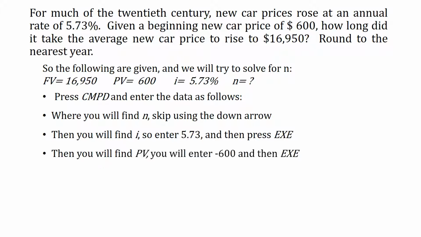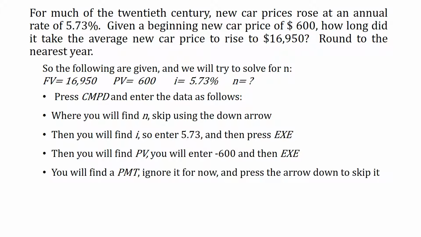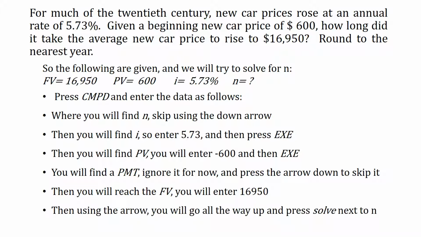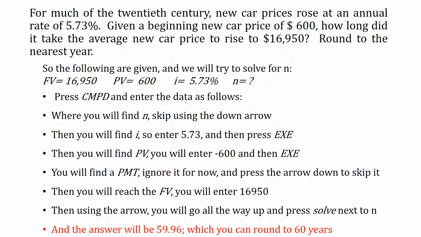Then you will find PV and you know you should enter the present value as a minus value. So you will enter minus 600 and then execute. Then you will find PMT, ignore it for now. And then you will reach FV, which is the future value. You will enter it as 16,950. Then using the arrow, you will move all the way up to N. And next to N, you will press solve. And the calculator will give you the answer at 59.96, which is the same answer you got earlier. And you can round it to 60, which is 60 years.